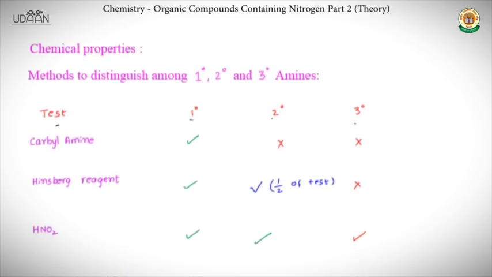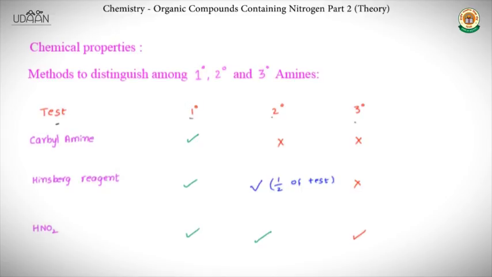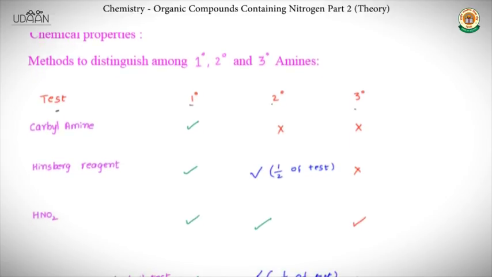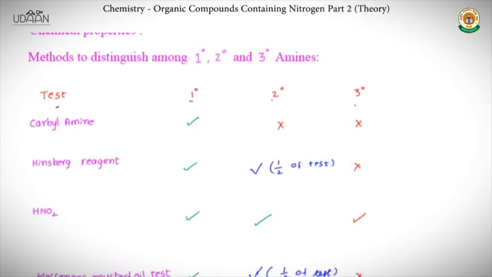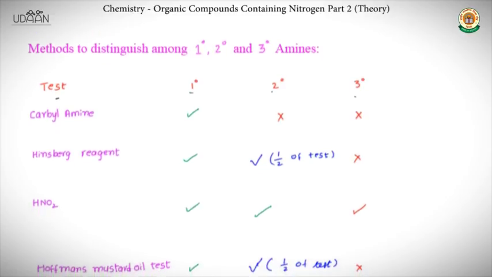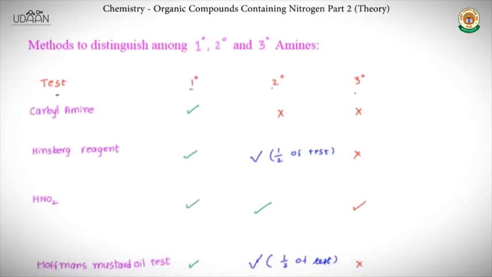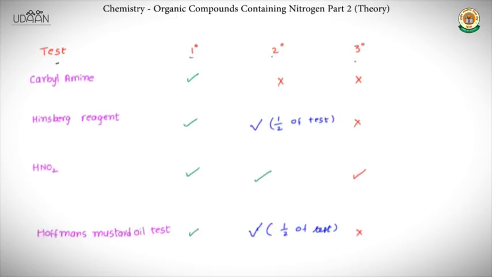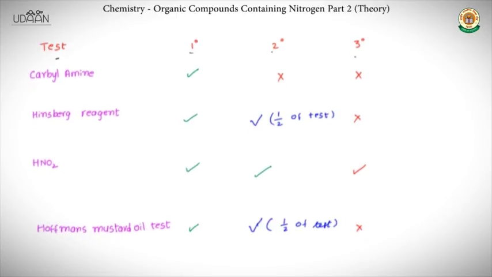Now for your better sake, I have given you this table so that you can quickly go through it during the time of your exams. Where you have any competitive exams, you can quickly go through it and see what it is. Now first one is Carbylamine test. For the Carbylamine test, primary only reacts whereas secondary and tertiary don't react.